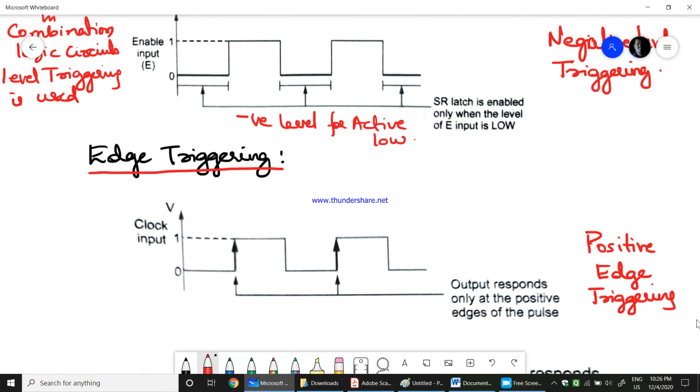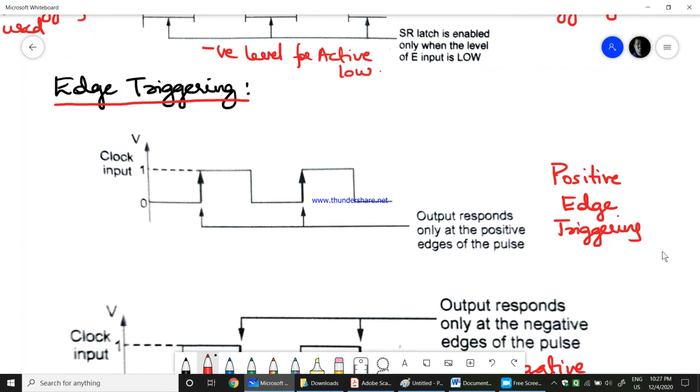Edge triggering is like a clock pulse input. It means that the triggering will happen as soon as the positive edge is obtained. As soon as the positive edge is reached, immediately the circuit gets triggered. So edge triggering will always be much faster than level triggering, because the circuit gets triggered as soon as the positive edge has been reached. For every positive edge, the circuit gets triggered.